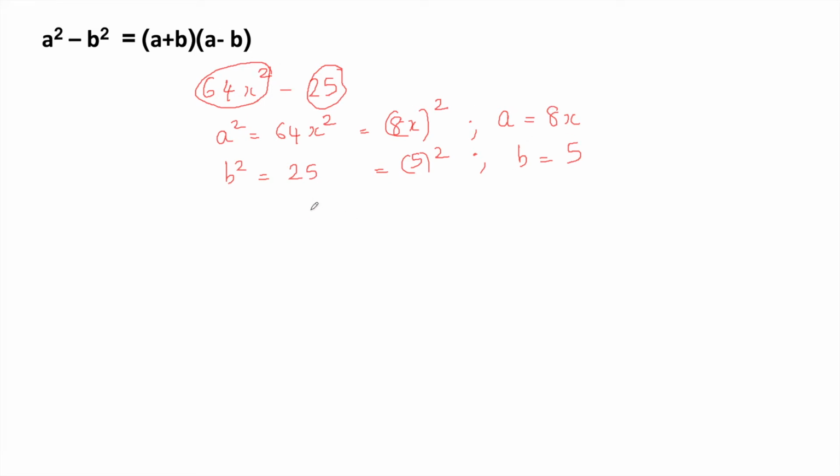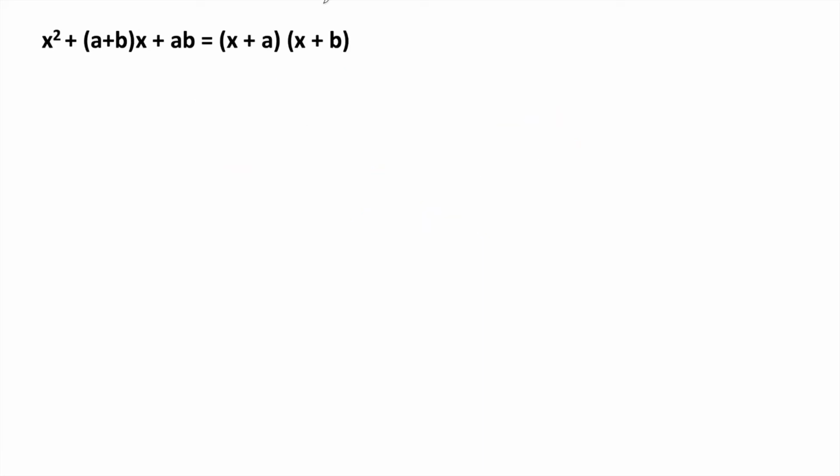8x is the a. 5 is the b here. So 8x plus 5 into 8x minus 5 are the factors. Consider the last identity, x square plus a plus b into x plus ab is equal to x plus a into x plus b. So I will write one example here, x square plus 9x plus 20.